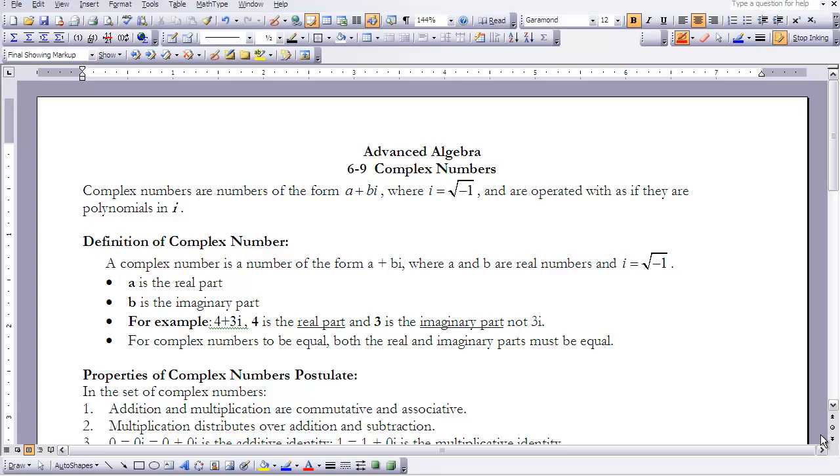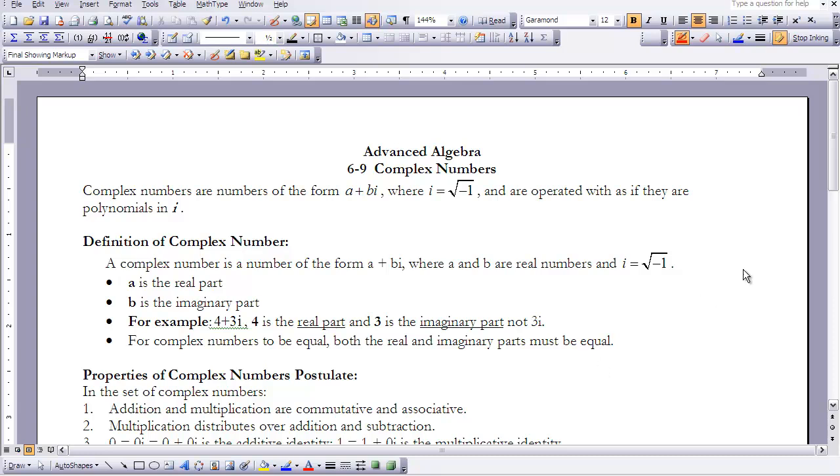So let's take a look at what a complex number is. A complex number is a number in the form of a plus bi, where a and b are real numbers, and i is equal to the square root of -1. We consider a to be the real part, and b is the imaginary part. For example, 4 plus 3i. 4 is the real part, and 3 is the imaginary part. Not 3i, but just 3. For complex numbers to be equal, both the real and the imaginary parts must be equal.